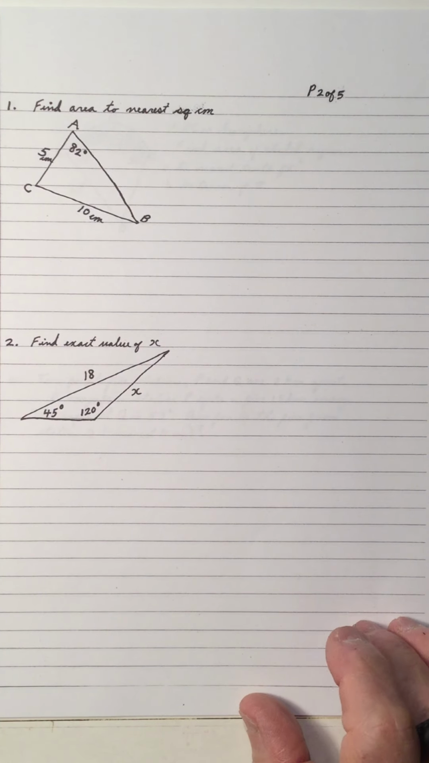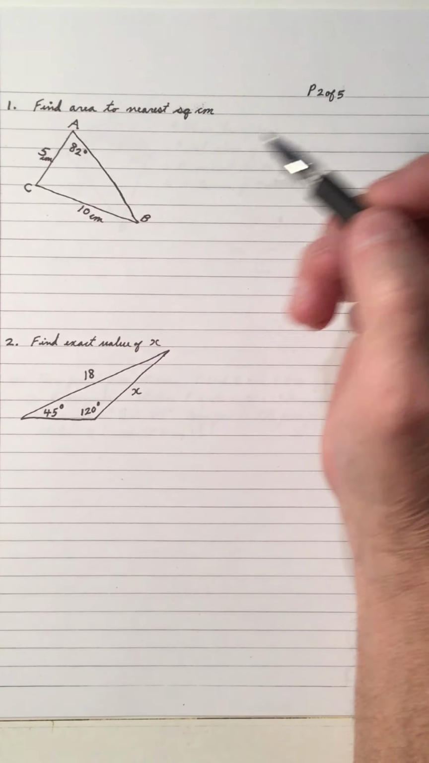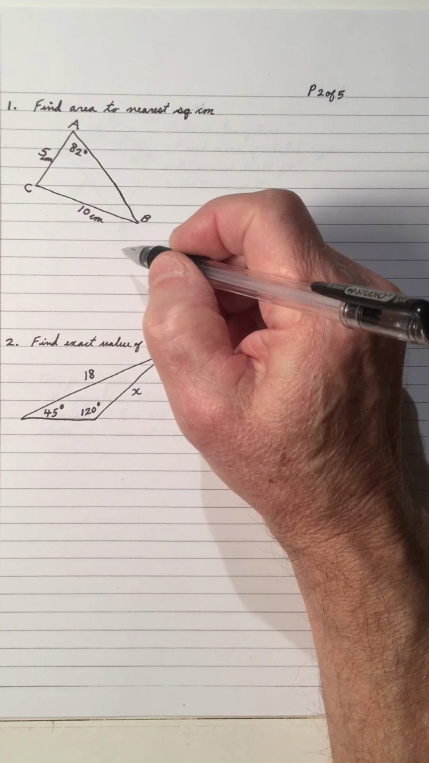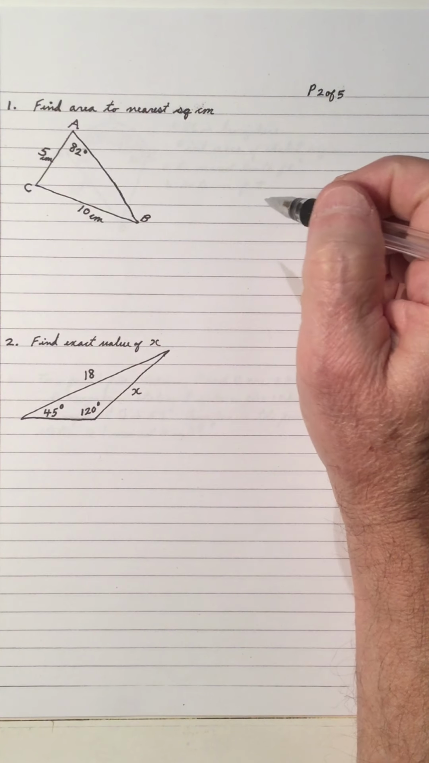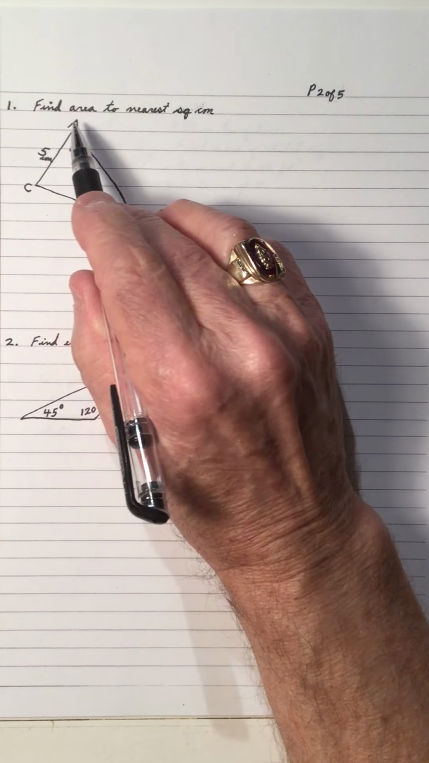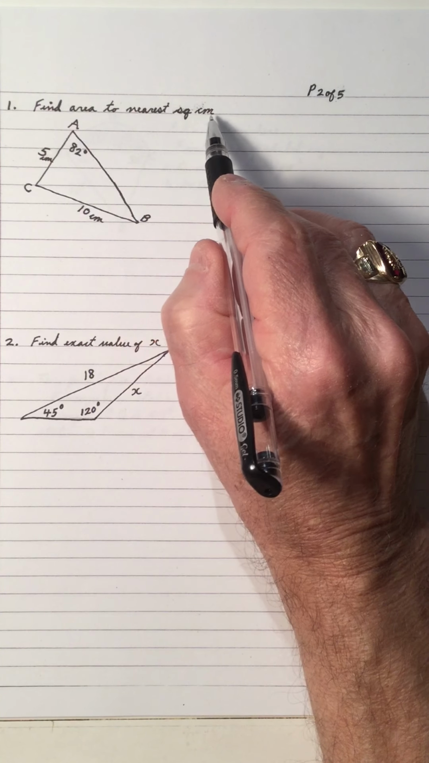Before I begin, to remind you that you can pause the video and work each of these answers out first as you do the questions. So the first question is, find the area to the nearest square centimeter.